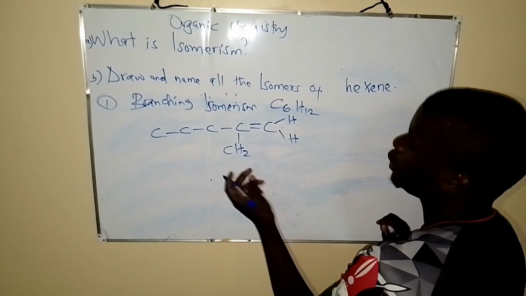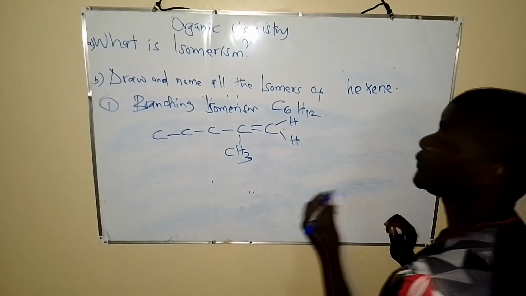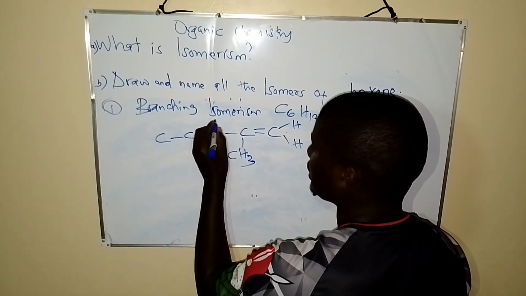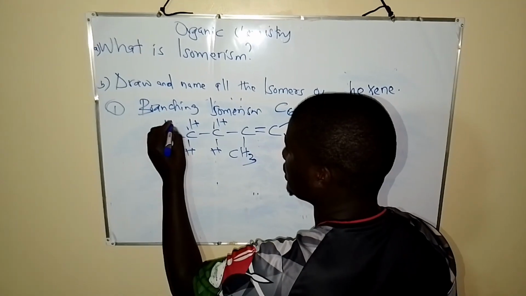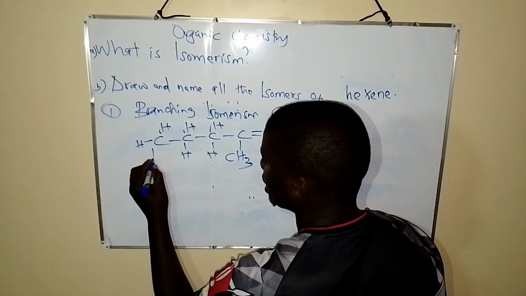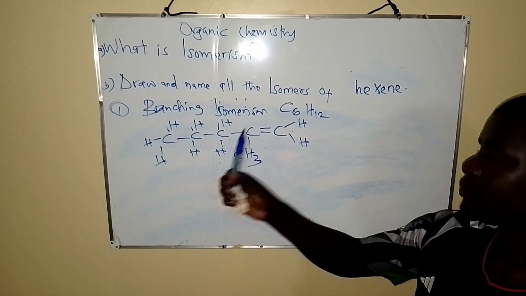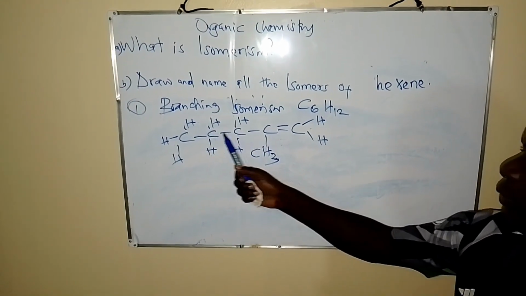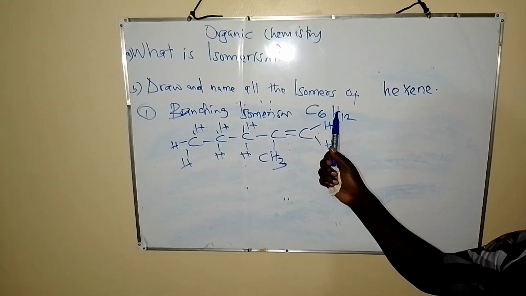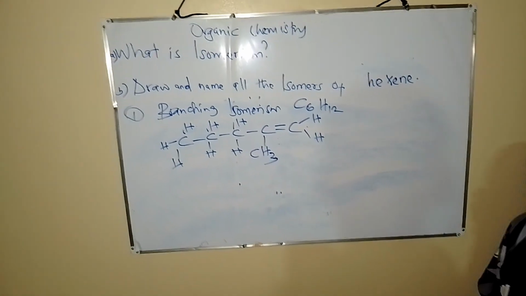So these are 2, this is 3, 2 plus 3, that is 5, 6, 7, 8, 9, 10, 11, 12. Now you can see that we have 6 carbon atoms, 1, 2, 3, 4, 5, 6, and also 12 hydrogen atoms. How am I going to name this compound?